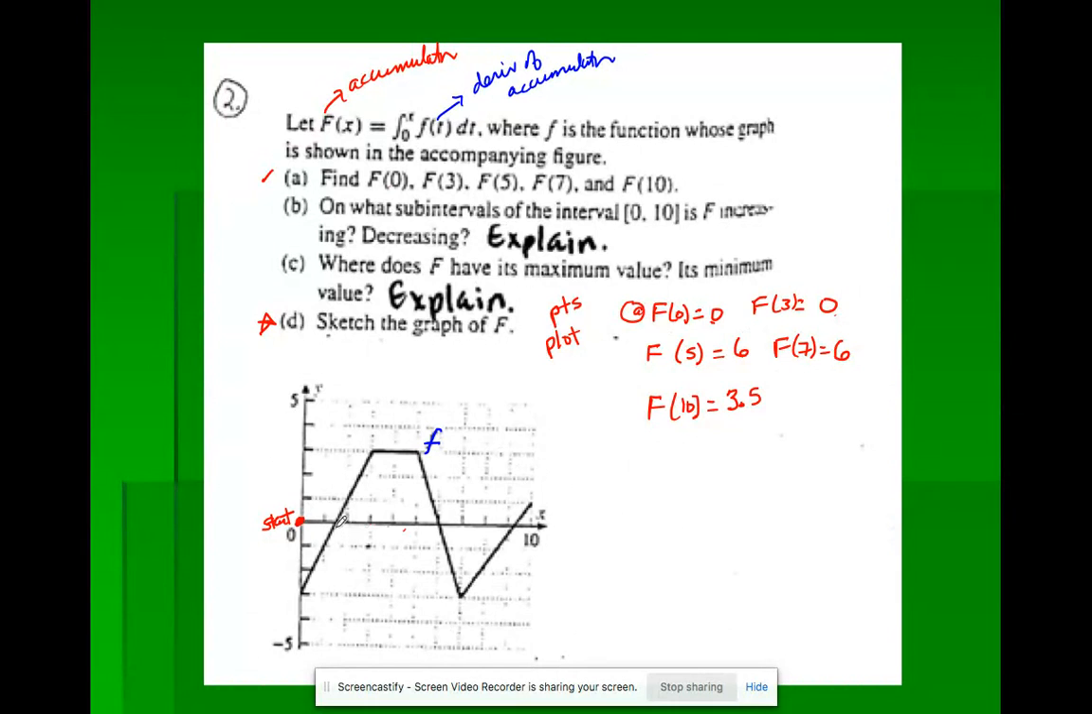So at 0, I'm at 0. At 3, I'm at 0. At 5, I'm at 6. At 7, I'm back to 6. And by 10, I'm at 3.5.